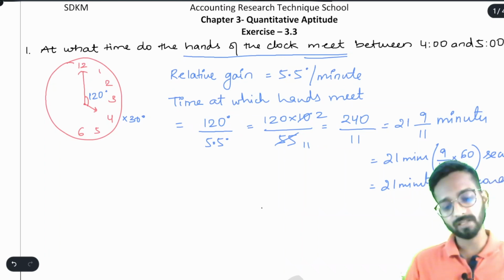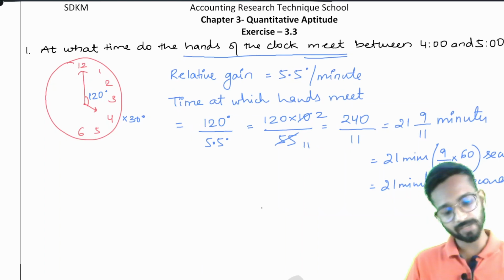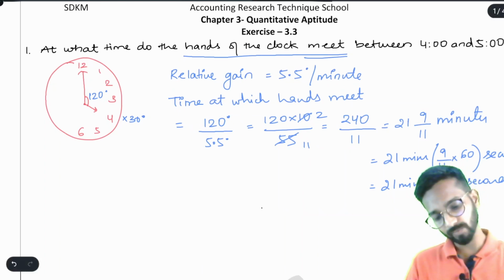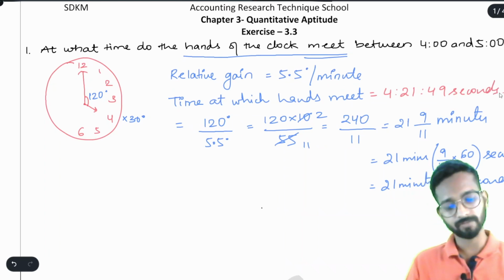So what does it mean? That after 4 o'clock, after 21 minutes and 49 seconds, both the hands will meet. So the timing at which the hands are meeting is 4 hours 21 minutes and 49 seconds. Understood? Now, moving further to the next question.